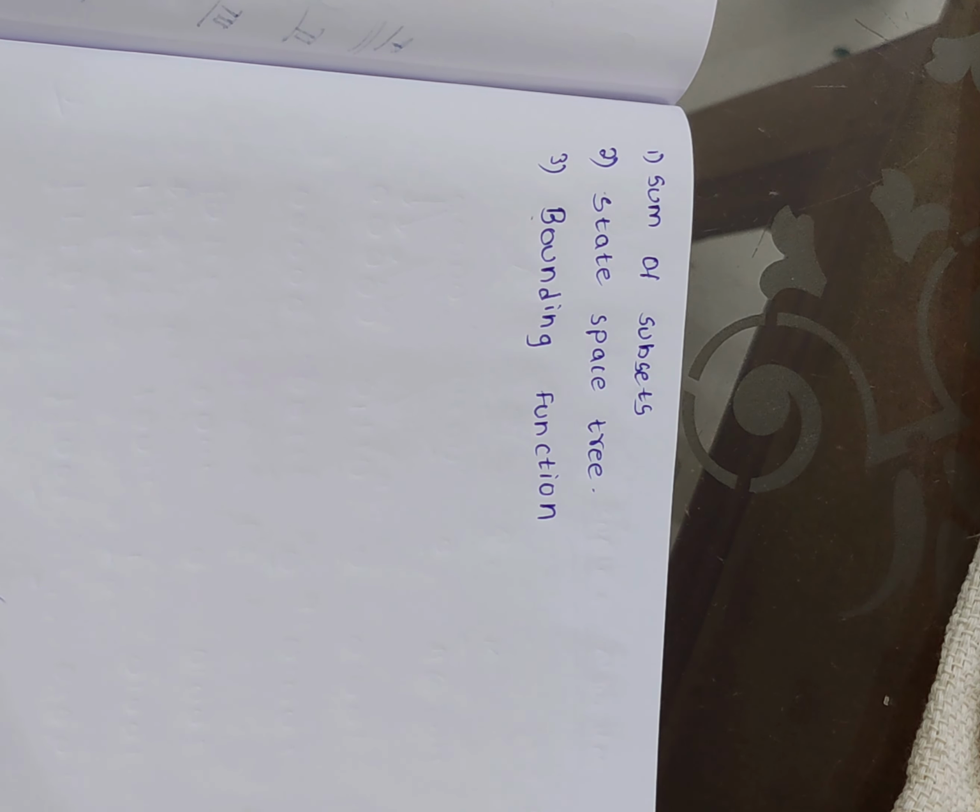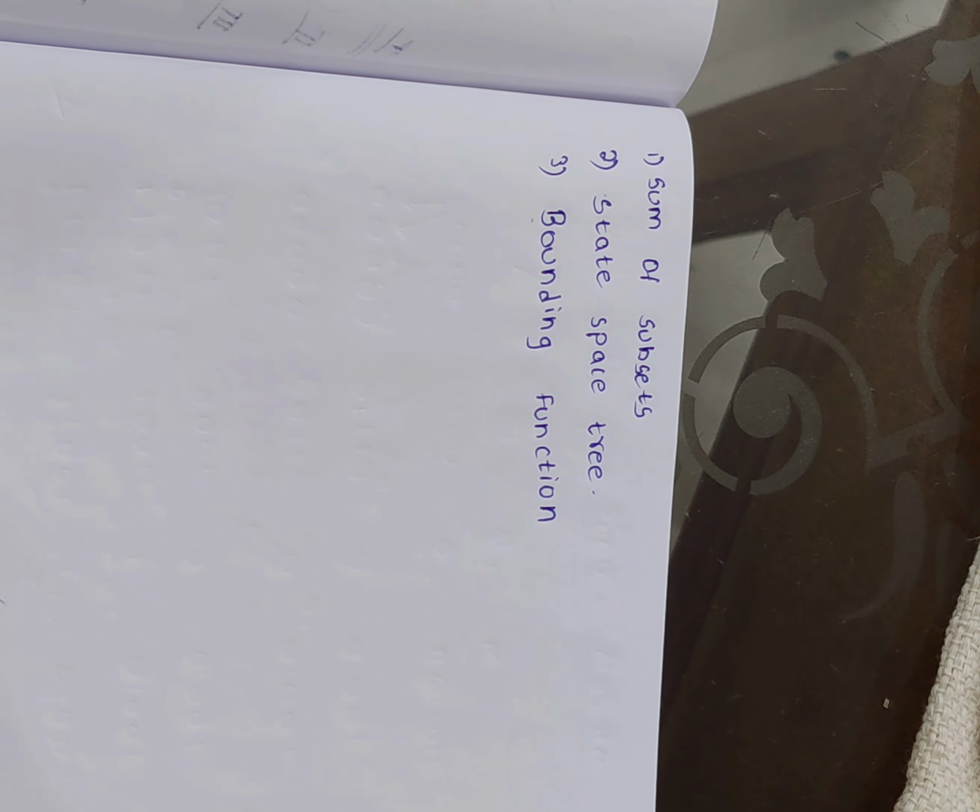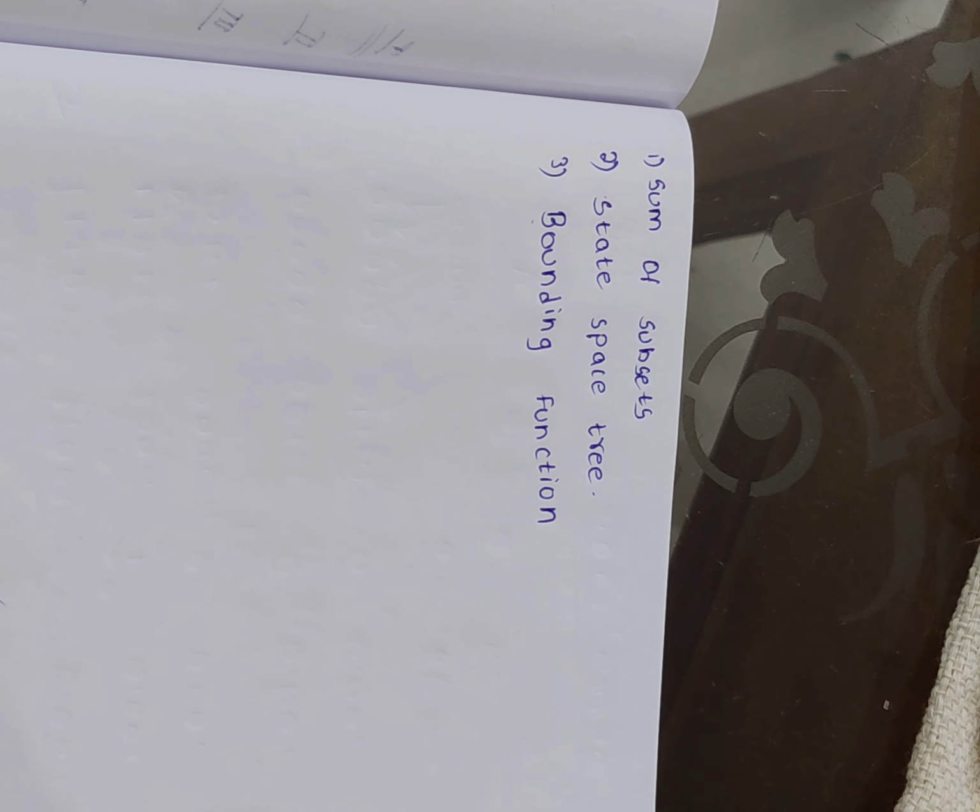So I'm going to create a new playlist on algorithm design part 2, which will cover the important topics I'm going to cover in the upcoming semester. In this video I'm going to explain three topics with an example that includes them: sum of subsets, state space tree, and the bounding function. So how can we do the sum based on this concept? Okay, don't waste time, let me go to the problem.